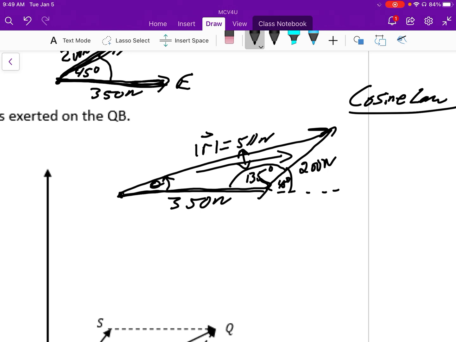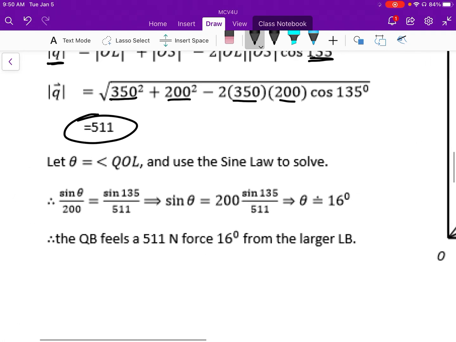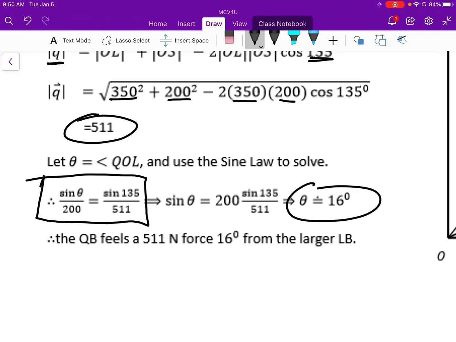So this one, we know the magnitude, we don't know the angle on the other side. We're going to use the sine law. We do the sine law in order to find the angle. So that's the thought process, why we're doing things. Trigonometry, we've got to use it in this vector world. So you can see how we set up our sine law. The sine of the angle we want over the 200 equals the sine of 135 over 511. Isolate, approximately 16 degrees.